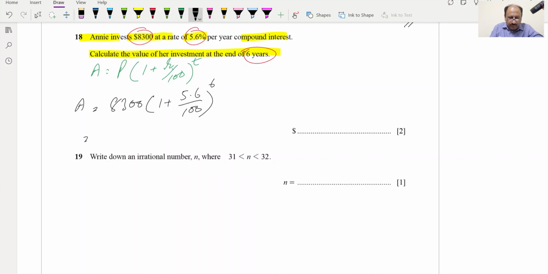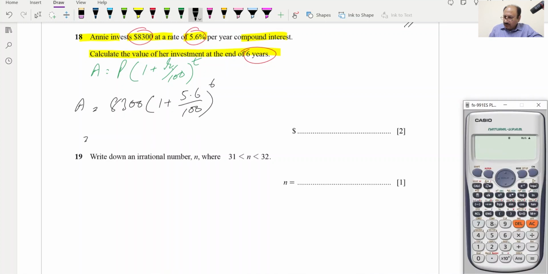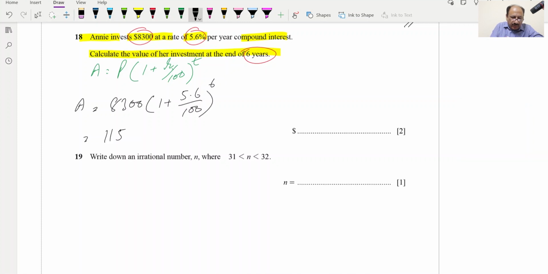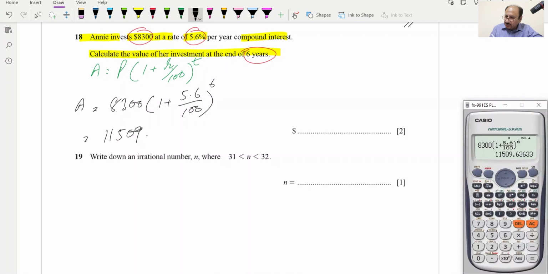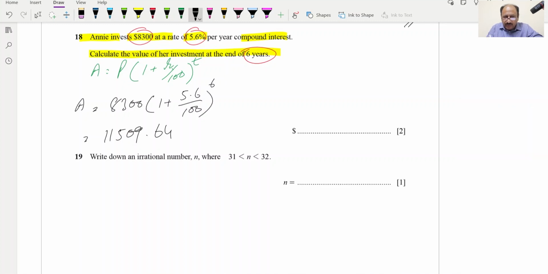So amount will be equal to 8300, and in brackets 1 plus 5.6 over 100, raised to the power 6, and this will be equal to 11509.64, and the rounded answer we can provide is 11509.